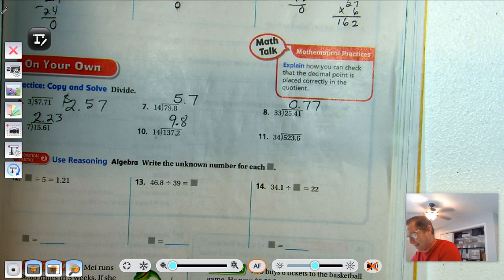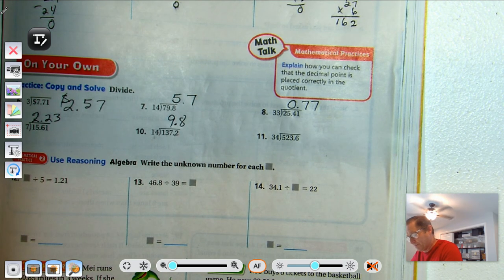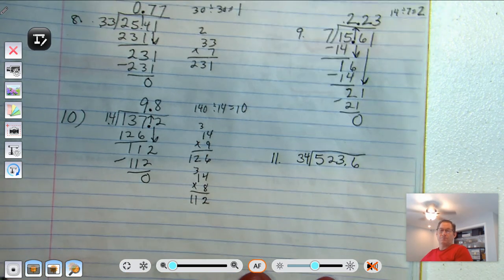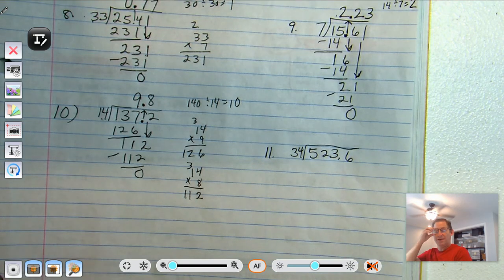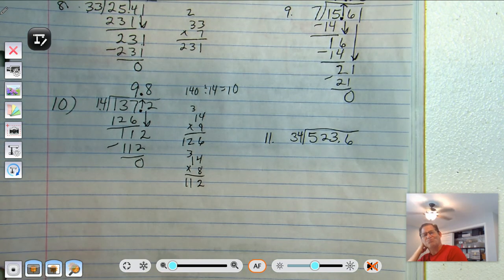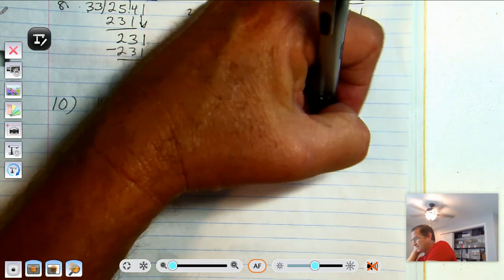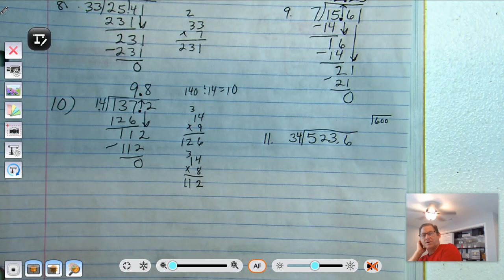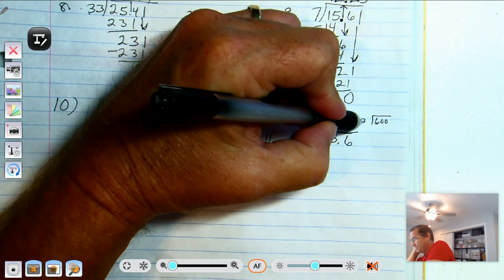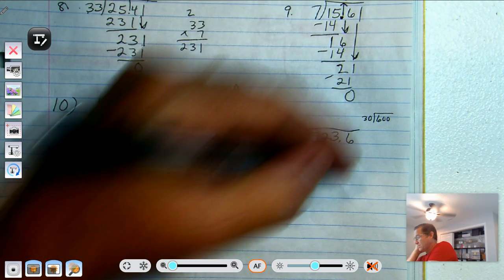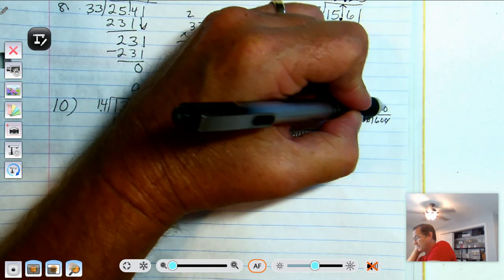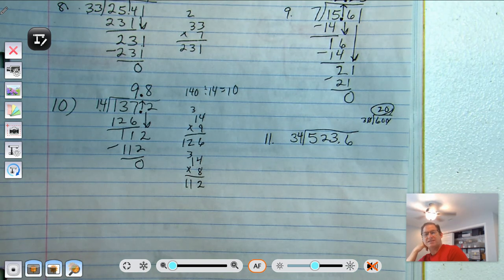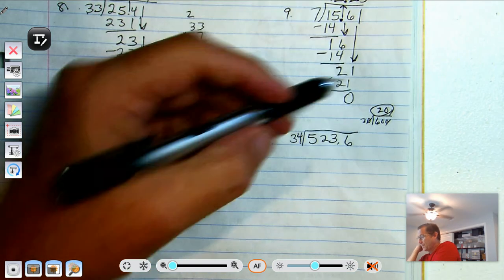523 and 6 tenths divide by 34. All right. Well, let's say this is 600, and we're going to divide 600 by 30. Well, so that answer would be about 20. So we got an estimate of about 20.